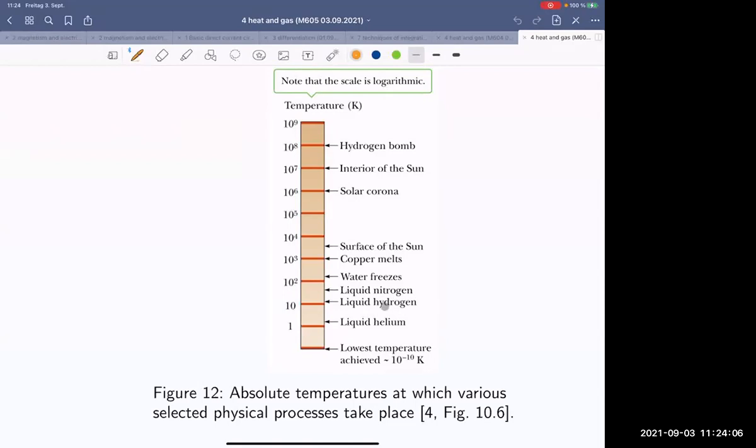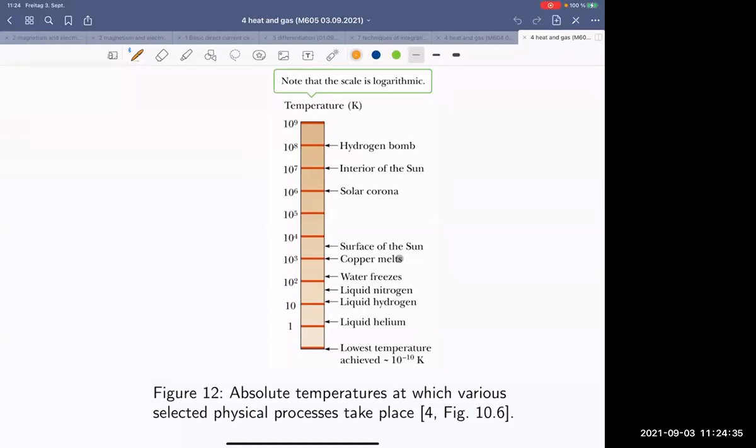Nitrogen will be in liquid form at somewhere like 70 Kelvin. And of course for us it's 273.15, where water changes its phase from liquid to solid. This is the freezing point. And you know copper, right? Copper is used as a conductor, right?